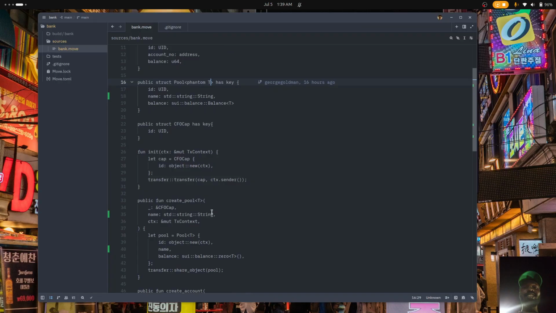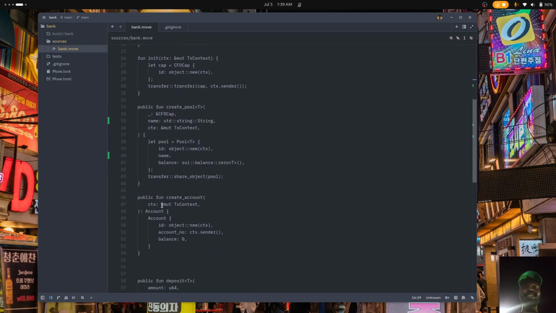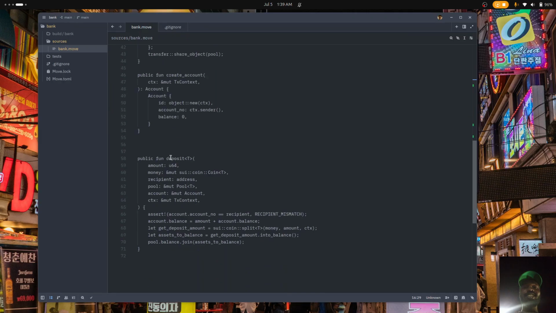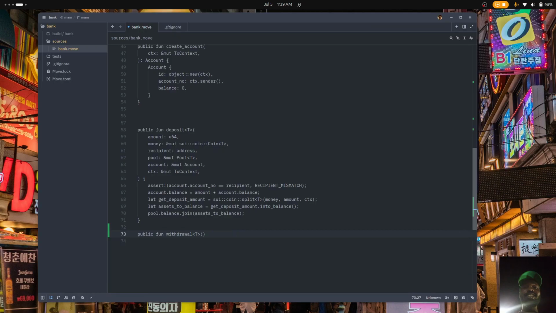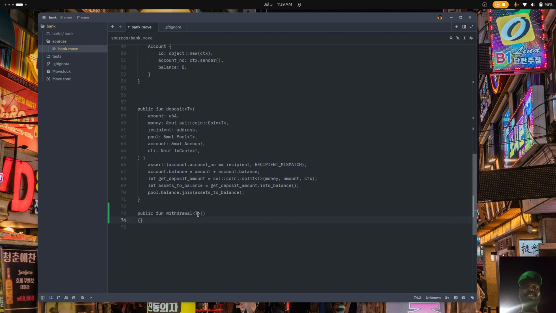Then we already have a feature that has to do with creation of a pool. We have functions that have to do with creating an account and making a deposit, and we want to implement the function that has to do with withdrawal. So withdraw, you have to withdraw a coin of type, and so this is it.